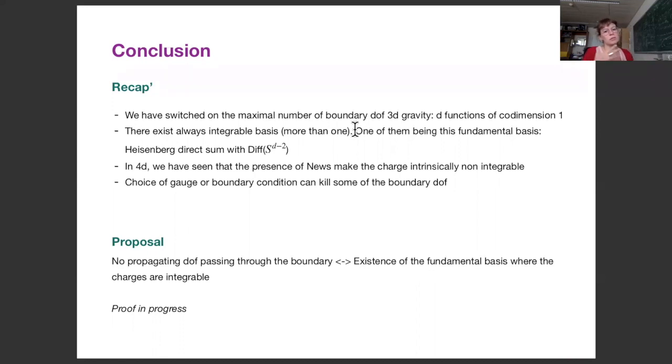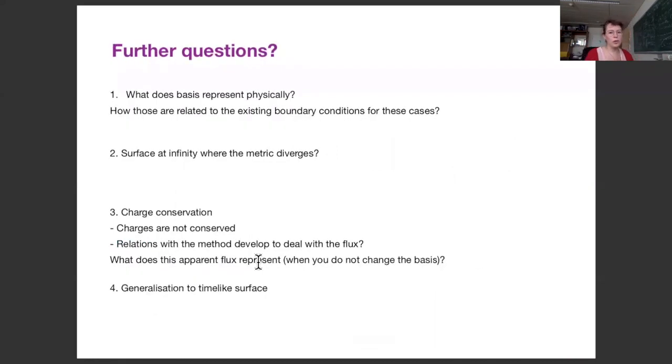And also, in the last part I showed you that choosing a boundary condition or a gauge might kill some of the boundary degrees of freedom. The counting I have given you is interesting because it tells you what you can expect as the number of boundary degrees of freedom, so you can know if you choose a proper gauge or not, and if you're losing some information or not. So one of the proposals we're making is that when there are no local degrees of freedom, you have this fundamental basis, and we're working on the proof. And we have a lot of further questions to continue on that project.